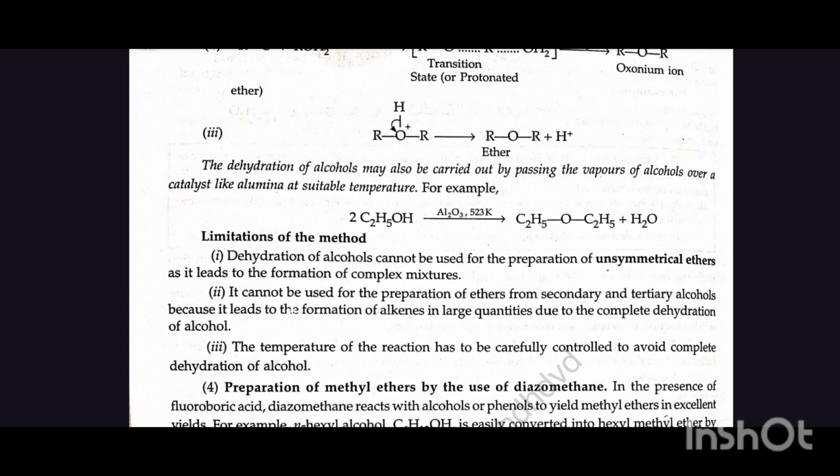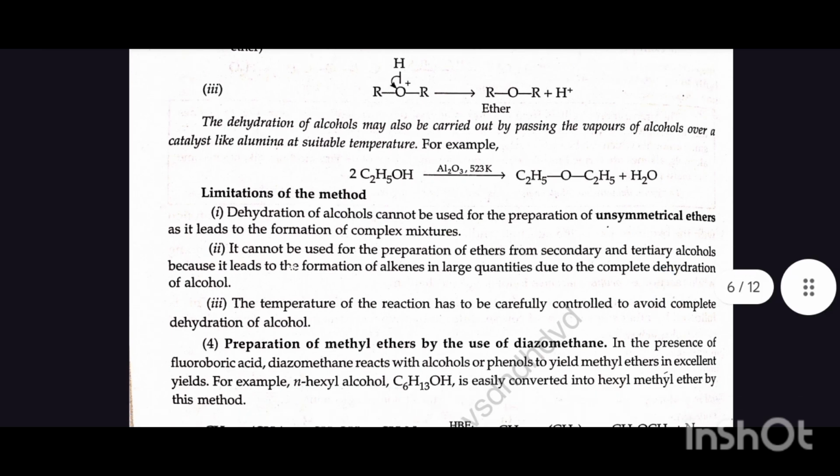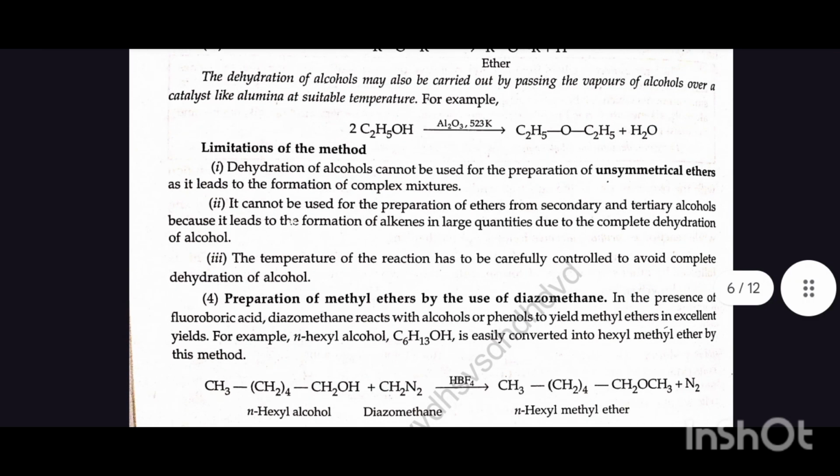The dehydration of alcohol may also be carried out by passing the vapors of alcohols over a catalyst like alumina at suitable temperature. For example, 2C2H5OH in presence of Al2O3 at 523 Kelvin gives C2H5OC2H5 plus H2O.